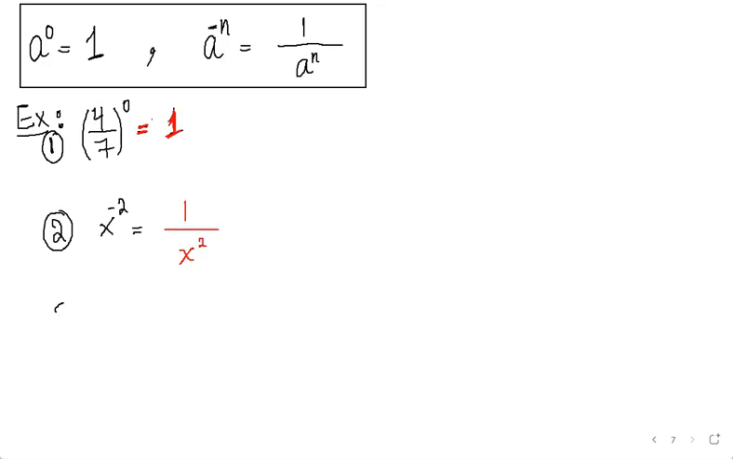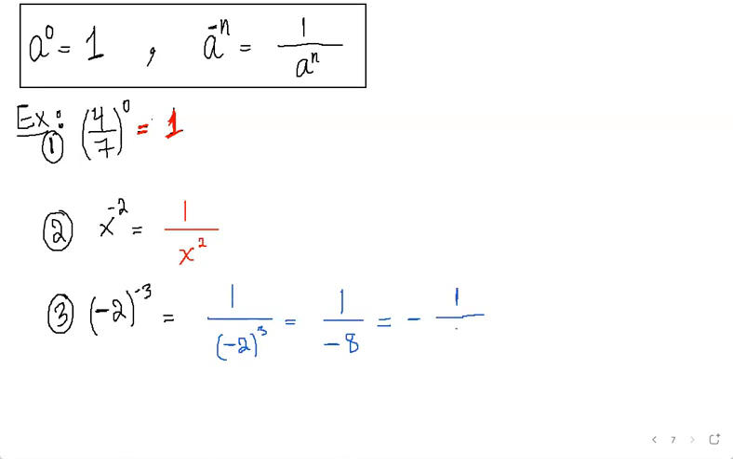Number 3, minus 2 to the power minus 3. What's that equal? Who will do this one? I'll try. Yes, go ahead. So is it 1 over negative 2 raised to the power 3? Yes. So minus 2 with the parentheses to the power 3, and this is equal to 1 over minus 2 times minus 2 times minus 2. That gives me minus 8, and 1 over minus 8 is equal to minus the fraction 1 over 8.